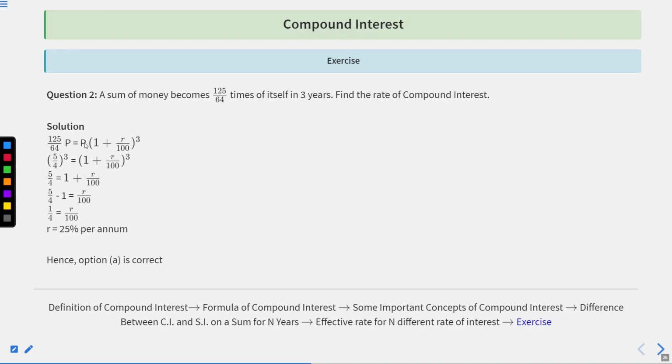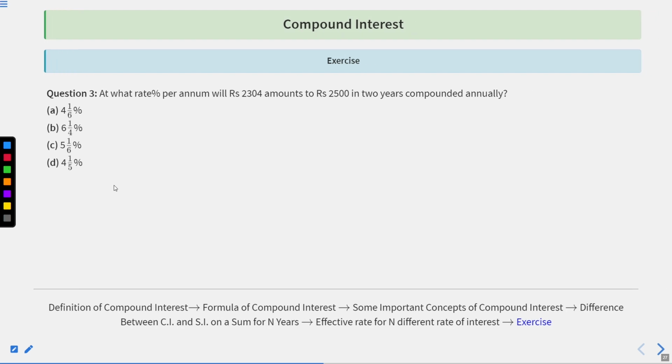So when you put the values, you will have 125 upon 64 P equal to P times of 1 plus R upon 100 to the power 3. So when this is simplified, you will get 5 upon 4 equal to 1 plus R upon 100. So it will be 5 upon 4 minus 1 equal to R upon 100. And when you simplify this, you will get R equal to 25% per annum, which is option A.